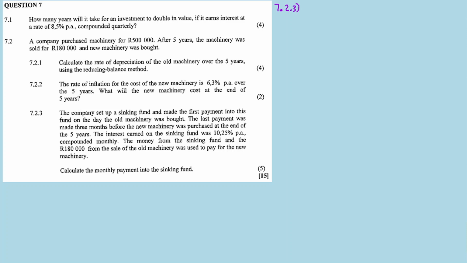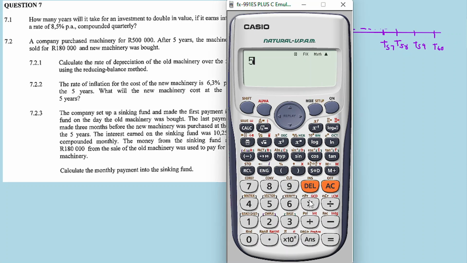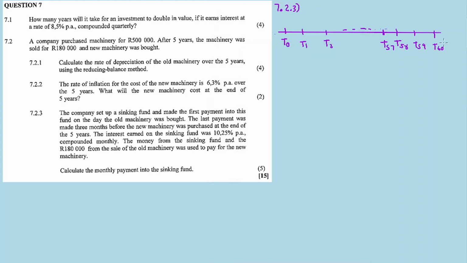Okay, now let us set up a timeline for our data, right? So it's for a period of 5 years, our sinking fund. So it's from T0 all the way up to T60, over 5 times 12, because it's compounded monthly. So our timeline ends at T60.